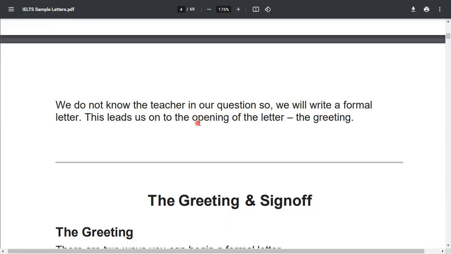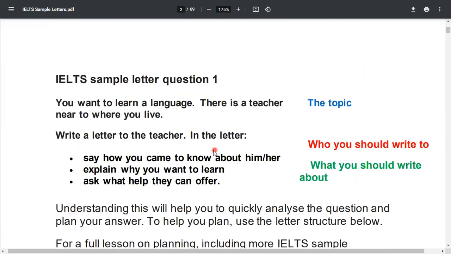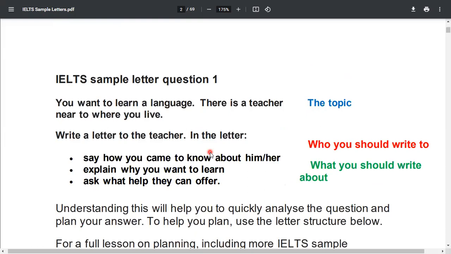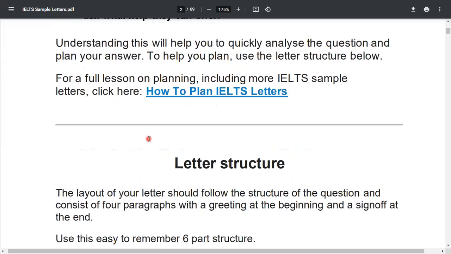So we do not know the teacher in our question. So we will write a formal letter. This leads us to the opening of the letter, the greeting, okay? So as you can see, let me just go back to the letter. So that's the letter. It's a request letter to someone that you don't know, the teacher. So it's definitely a formal letter because you don't know the teacher. There's no mention of the word friend in the actual question, okay?